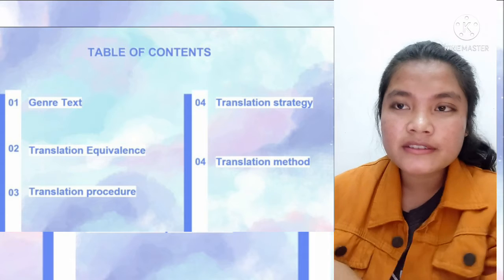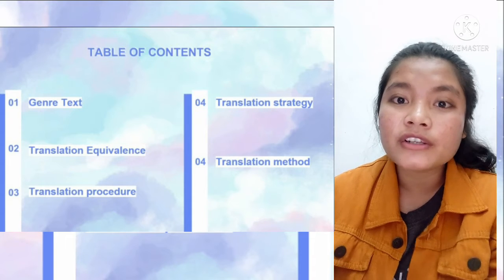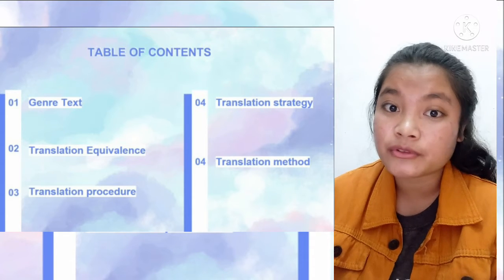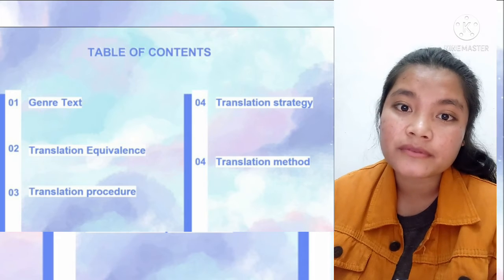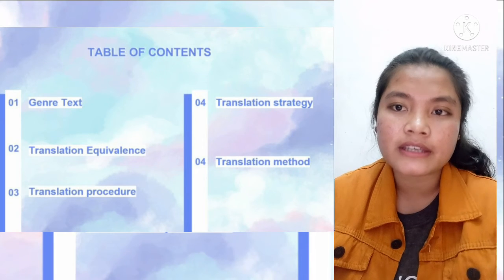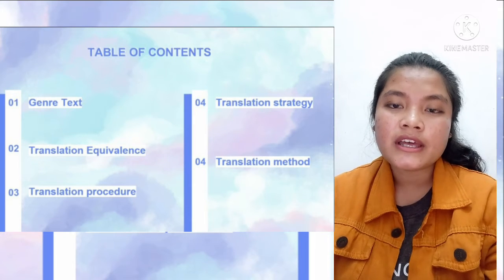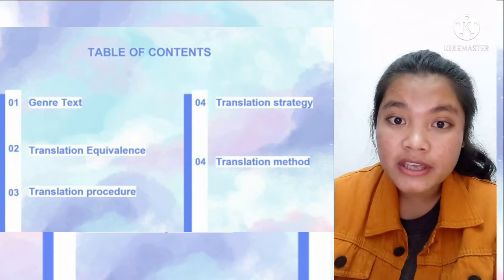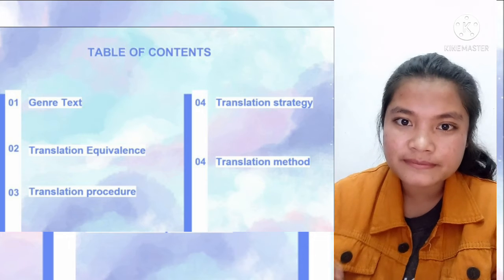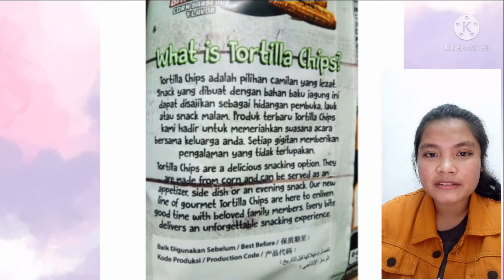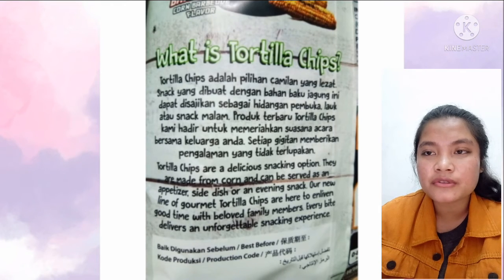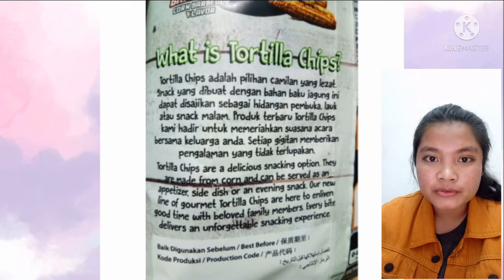Okay, as you can see in my contents here, the first thing that I want to analyze is the genre of the text that I want to analyze, and the second is translation equivalence, and then translation procedure, and then translation strategy, and the last is translation method. Alright, before I start my analysis, I want to show you the product that I want to analyze and the text.